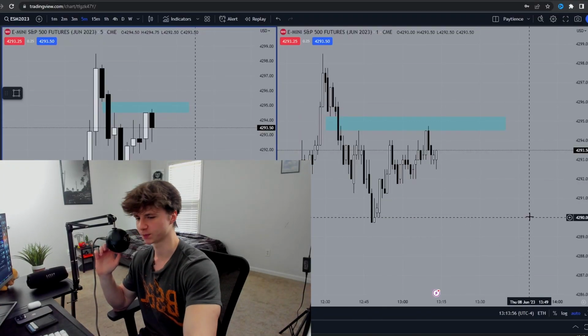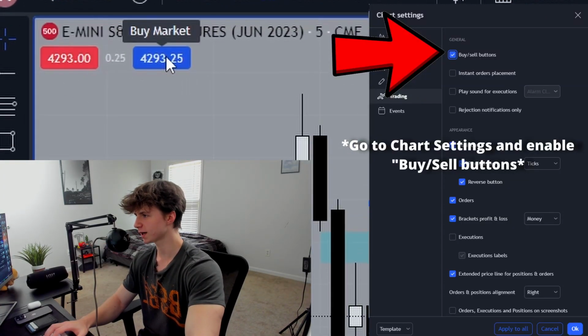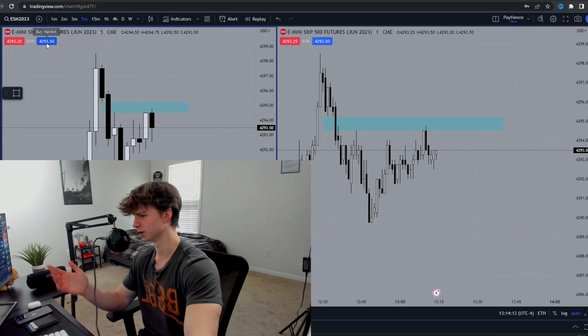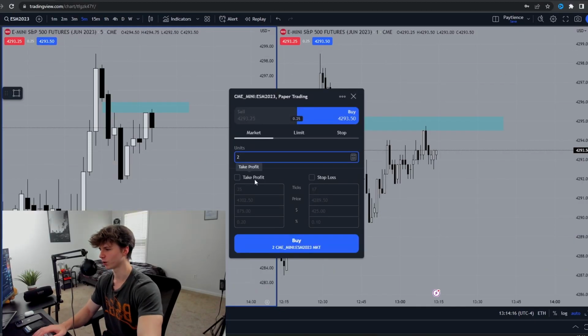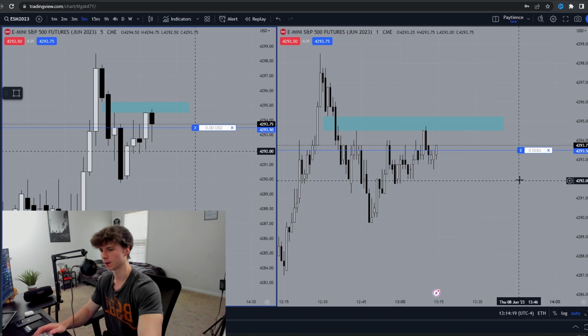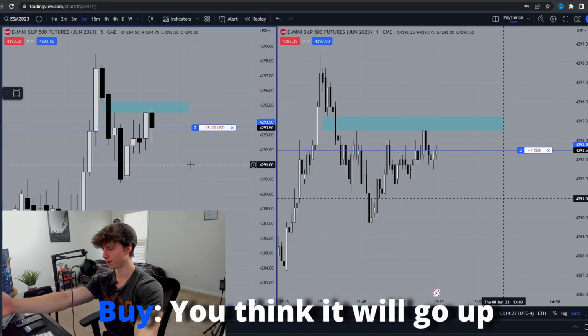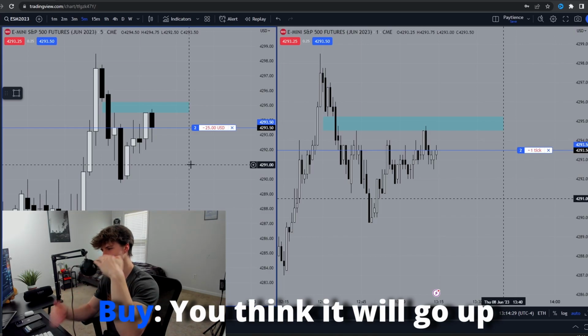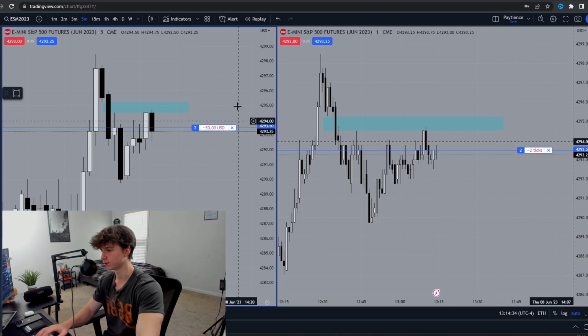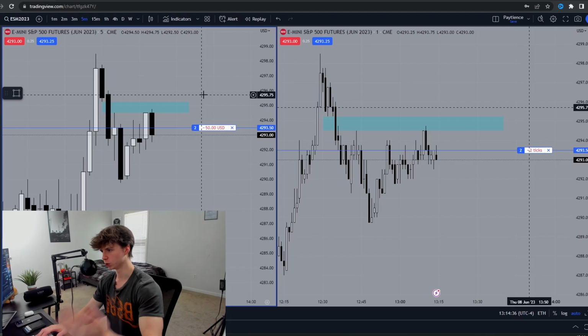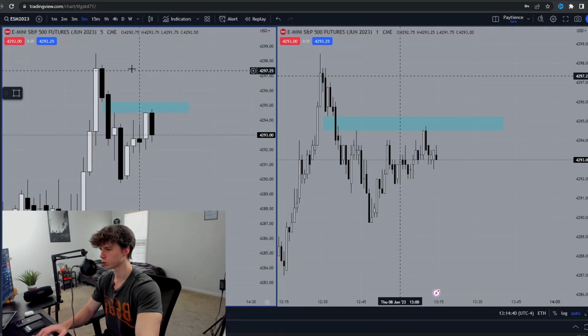It's super simple. You see where it says sell market and buy market up here? You literally just click that. That's it. Let's say I want to buy 2 right here. Boom, I'm in. You see that? I'm down 25 bucks. Disaster. So I just bought, which means I think the stock is gonna go up and therefore I will make money if it goes up. And obviously if it goes down, I lose money. And it's vice versa with the sell.